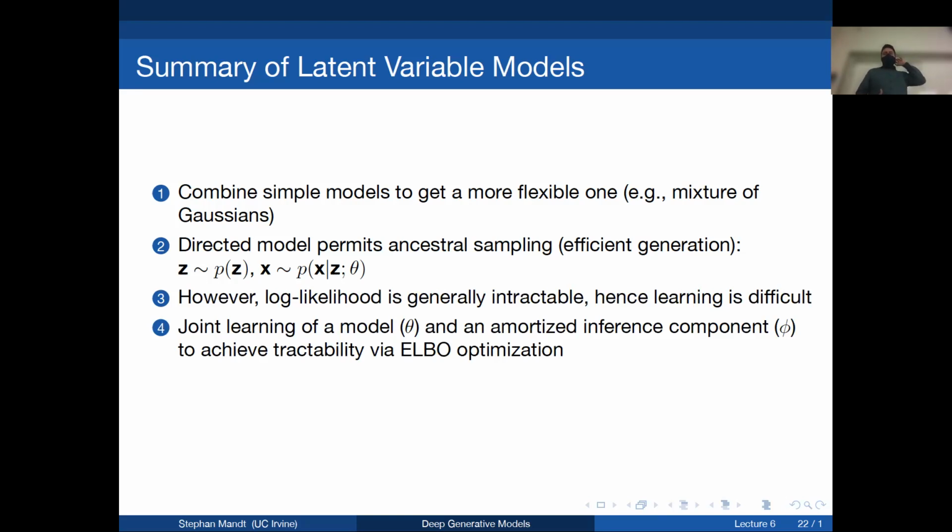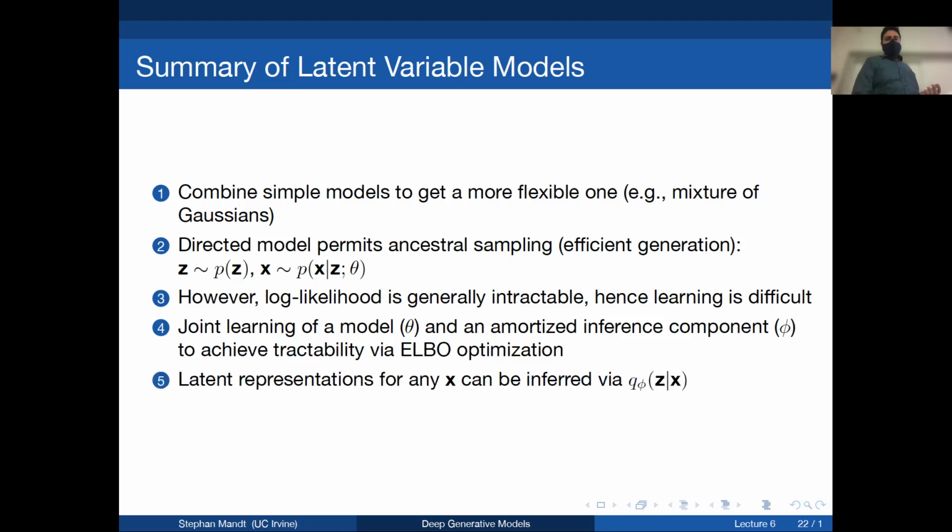And then we learned that jointly learning a model over theta and inference parameters phi was feasible using this idea of amortized variational inference, which achieved a tractable ELBO approximation. And then we also learned that the latent variables associated with every data point X can be inferred in a one-step procedure, just using that trained inference network, just taking that variational distribution Q of Z given X.